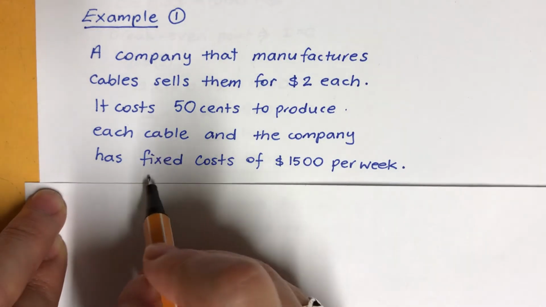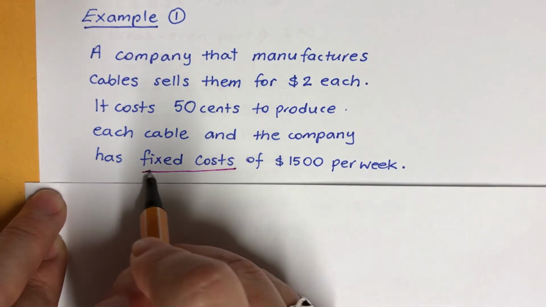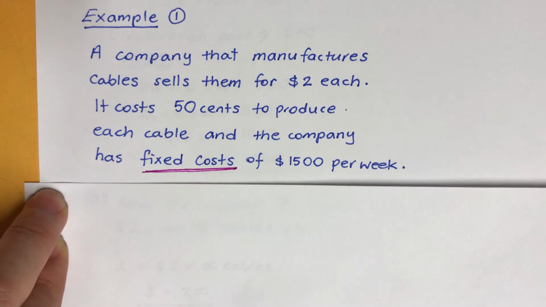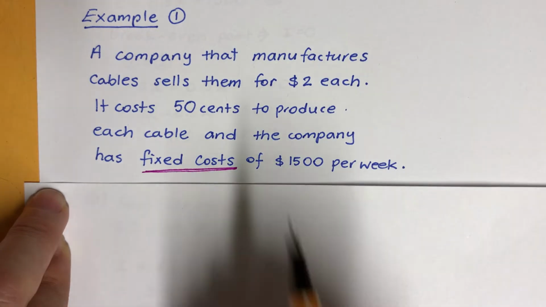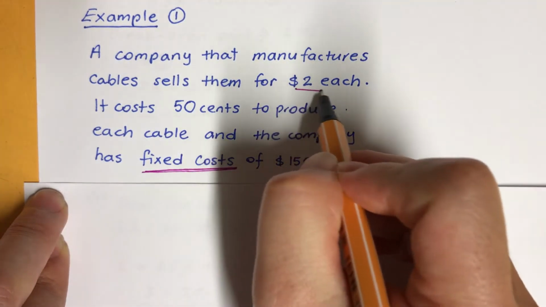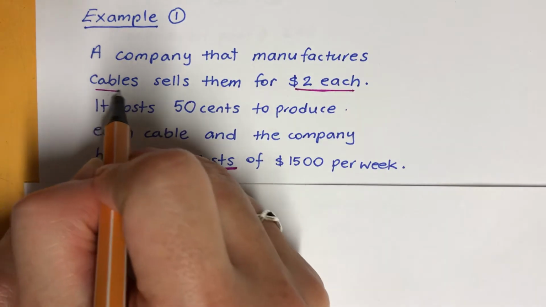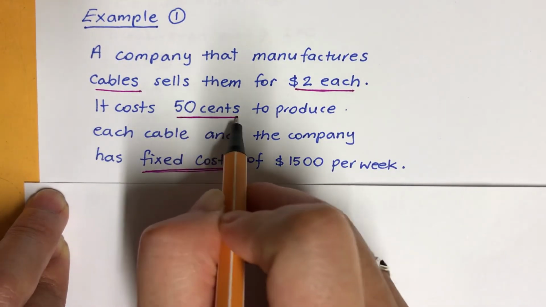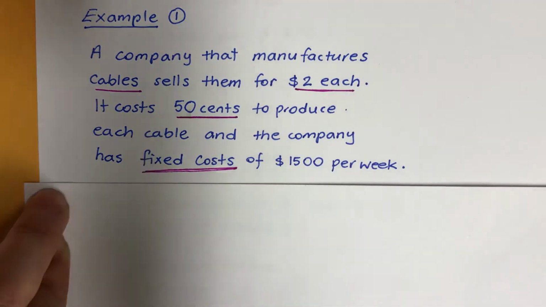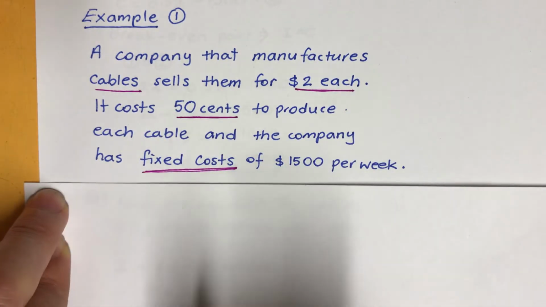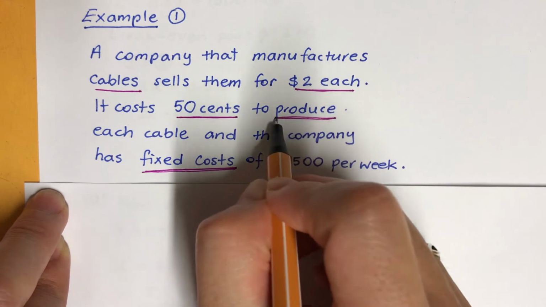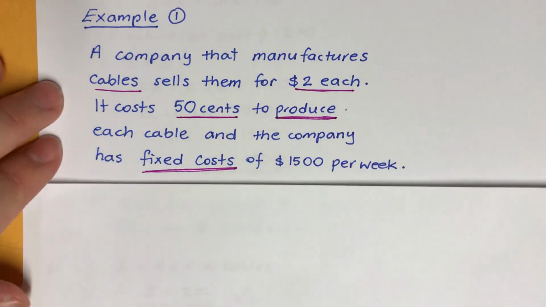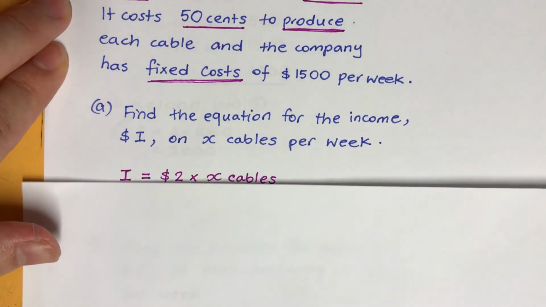Now fixed cost is the expense that they can't reduce, they just have to pay each week. So it's fixed, we can't do anything about it. And let's underline this. So $2 each cable, and it costs about 50 cents to make, to produce, each cable. So we got this information. Now let's have a look at part A.